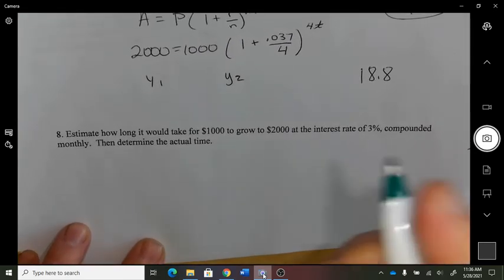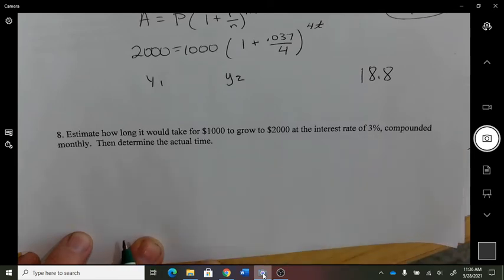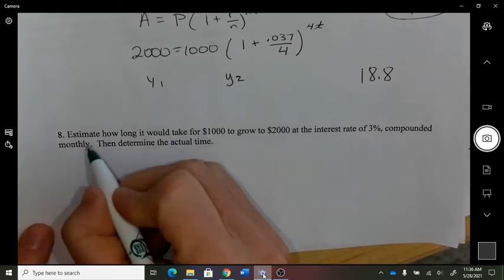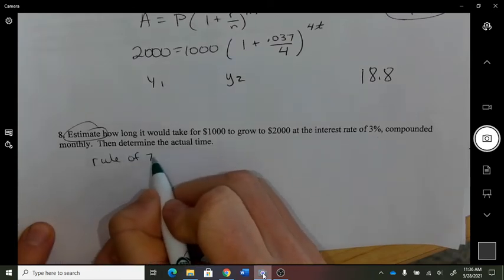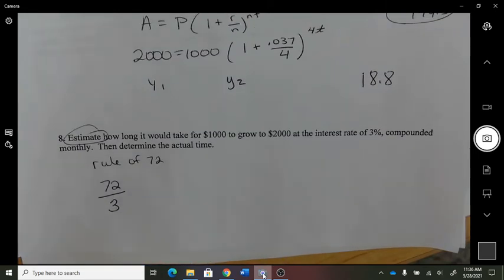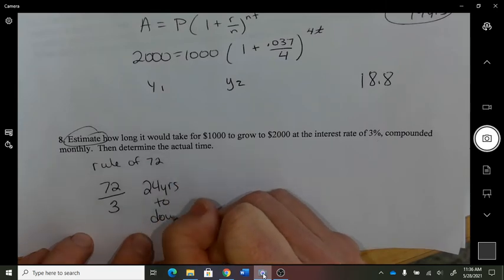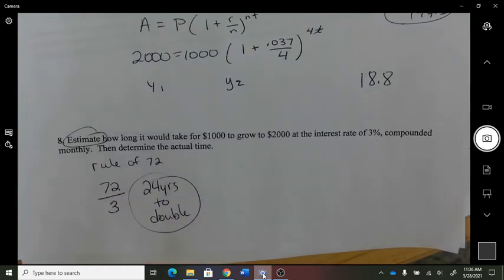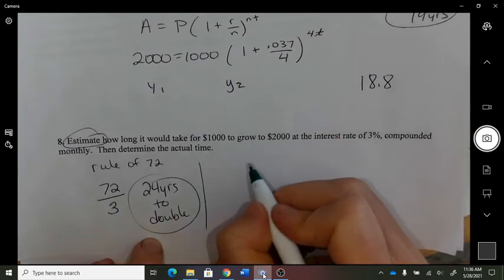Estimate how long it's going to take 1,000 to turn to 2,000 using this interest rate, compounded monthly. So for an estimate, there's this little rule, the rule of 72. 72 divided by the interest as a number, not as a decimal, is going to approximate the doubling time. 24 years to double your money. That's what that formula does. Now figure out the actual time. See how close we are.